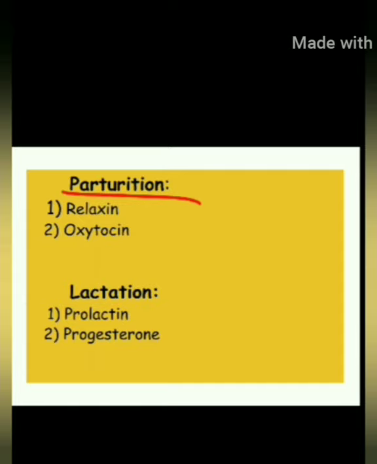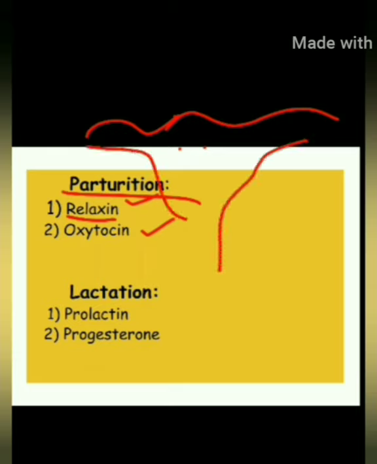Now what happens during the birth of the child? Two hormones are released, relaxin and oxytocin. As I told you, relaxin is responsible for loosening or relaxing the pubic symphysis, so that the tissues and ligaments get relaxed. It also relaxes the cervix and allows easy birth of the child. The second one is oxytocin, which also helps in easy birth of the child.